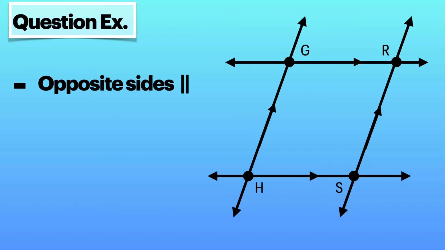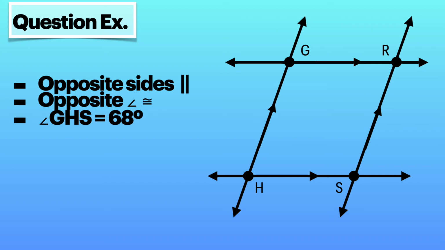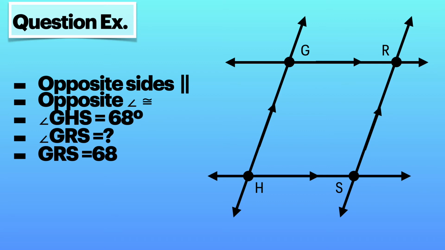Now we're going to look at opposite sides which are parallel. In our graph, we know that our opposite sides are parallel. We know we have a parallelogram because we have those arrows on our segments. So for instance, if we're told that angle GHS is equal to 68 degrees, we know our opposite angle, angle GRS, is going to be congruent to it. We get 68 degrees once again.